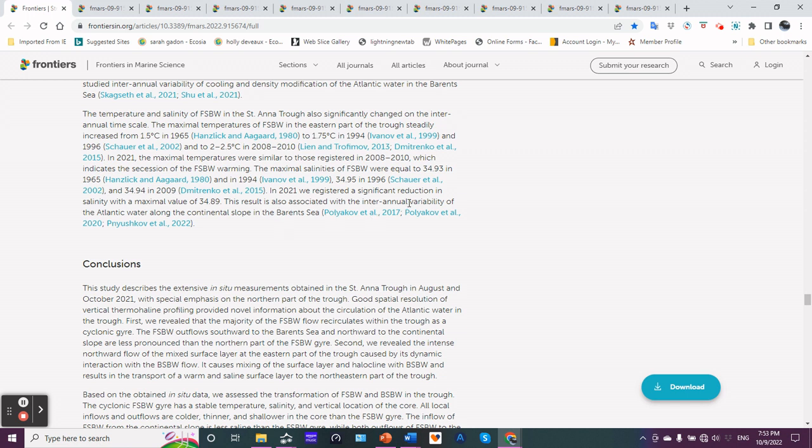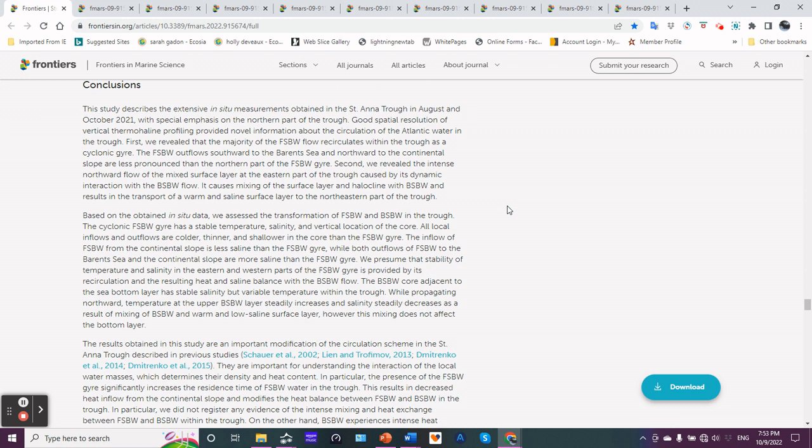This result is also associated with the interannual variability of the Atlantic water along the continental slope in the Barents Sea. So basically, we're talking 600ths of practical salinity units. May not seem like much, but it is important.